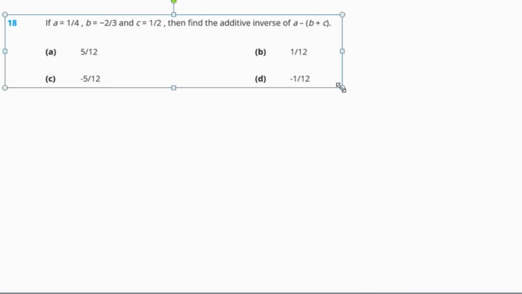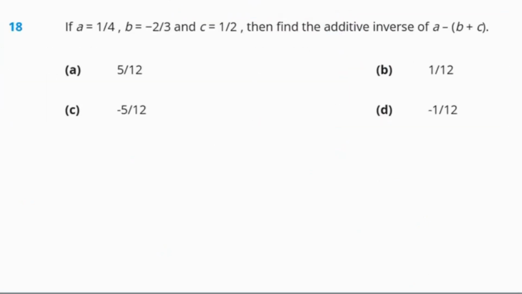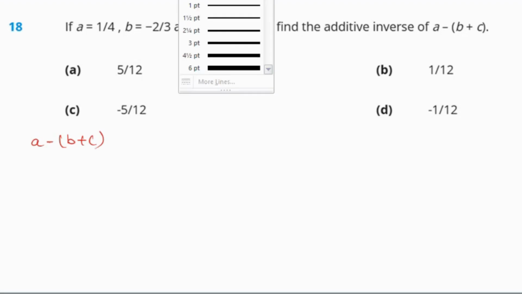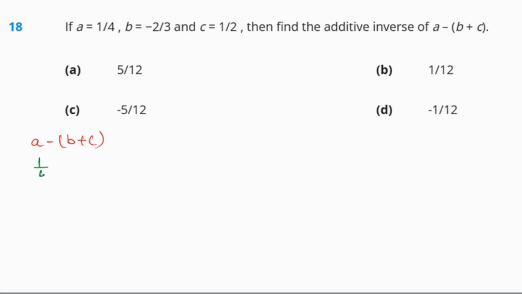Now we need to go with question number 18. If A is equal to 1 by 4, B is equal to minus 2 by 3, C is equal to 1 by 2, we need to figure out the additive inverse of A minus B plus C. Okay, so what is A? A is 1 by 4 minus 2 by 3 plus 1 by 2. Now we need to solve the entire thing further.